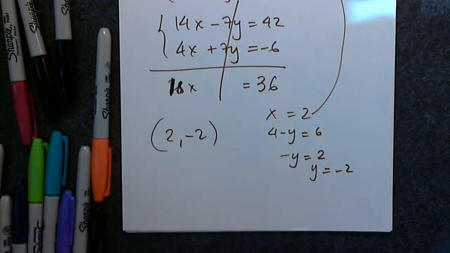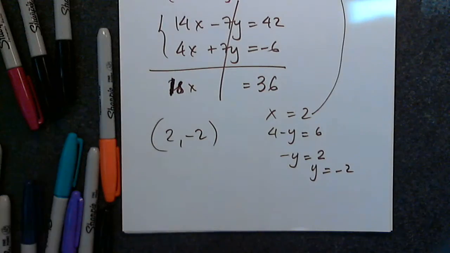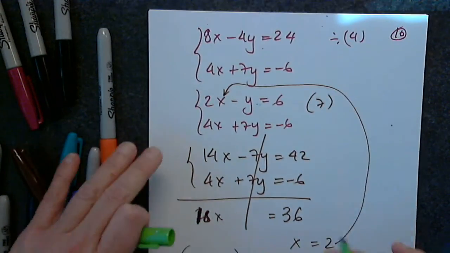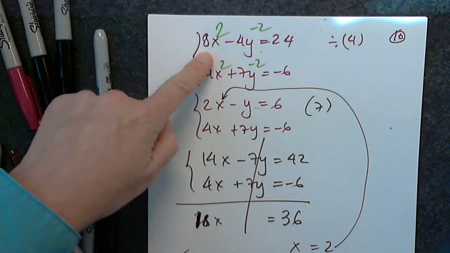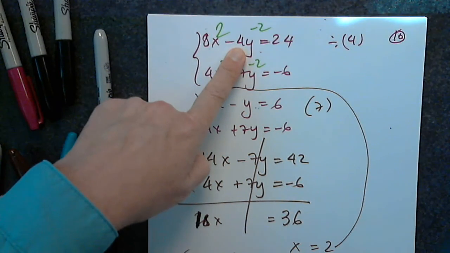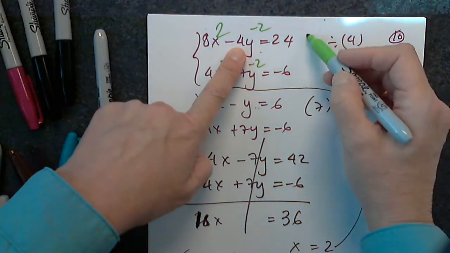Don't trust anything, especially me today, when I said 14 plus 4 is 28. So don't trust me. Let's go back and check. Don't believe anything. 2, negative 2. So 16 plus 8, yes.